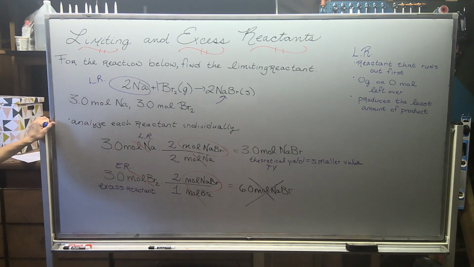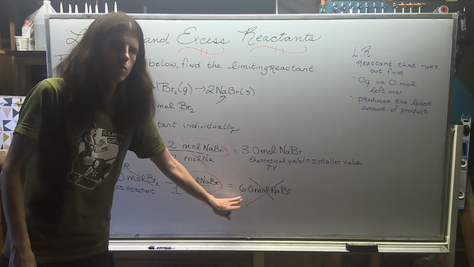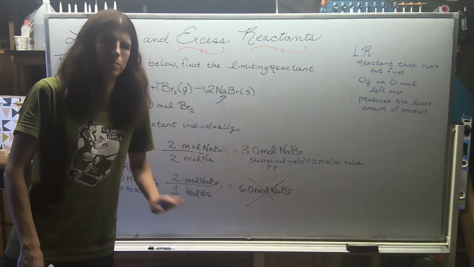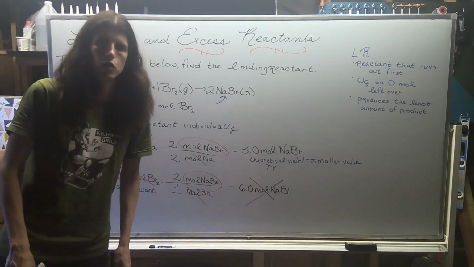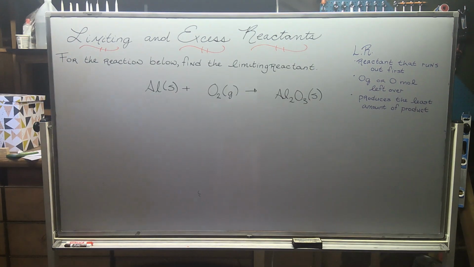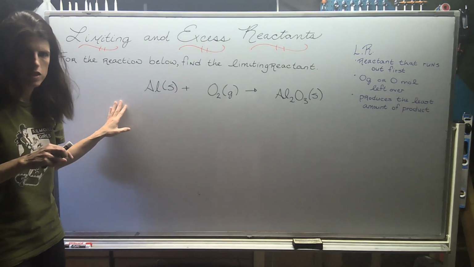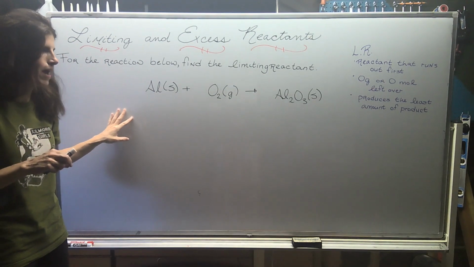So the excess reactant is the thing that at the end of the synthesis, we're going to have some left over. It's always associated with the larger number, but again, the larger number just doesn't mean anything. Just cross it out and ignore it. Alrighty, so first things first, same as last week, make sure your equations are balanced.